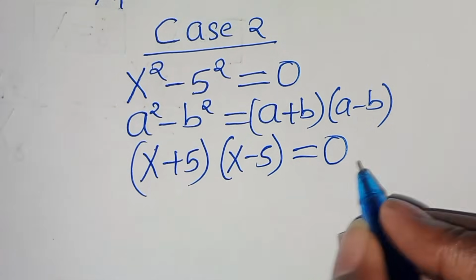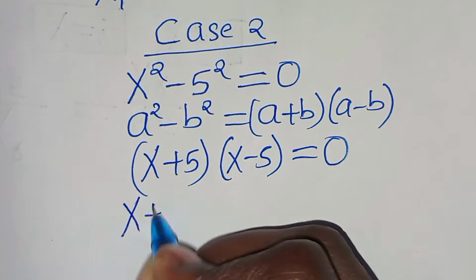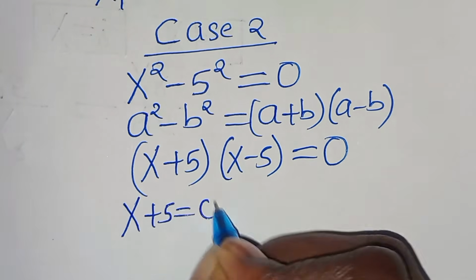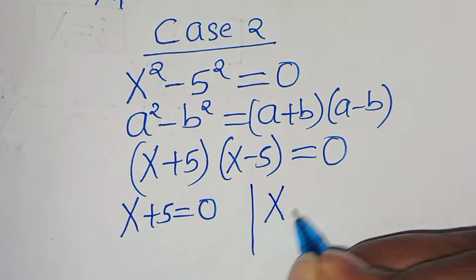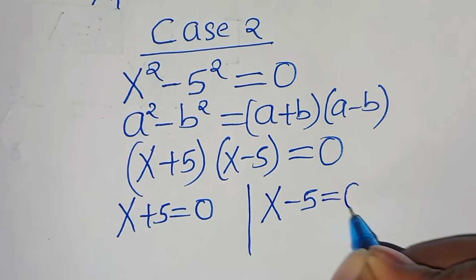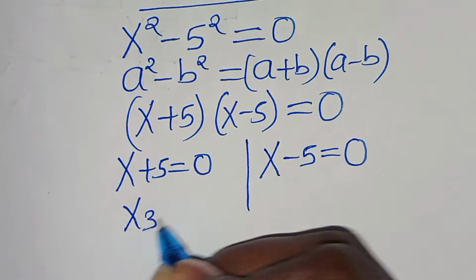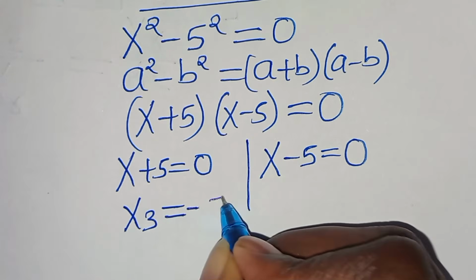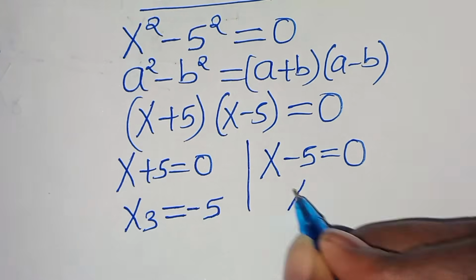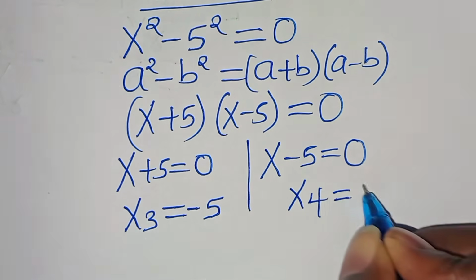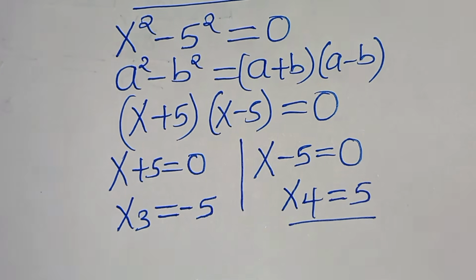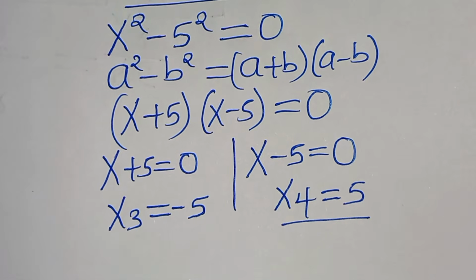So now we have two parts again here. We have x plus 5 equal to 0, and we have x minus 5 equal to 0. So we have that x3 is equal to minus 5, and here we have that x4 is equal to 5. So we have four solutions here.